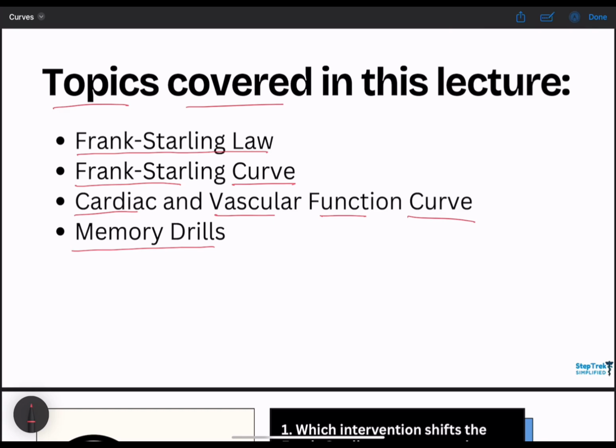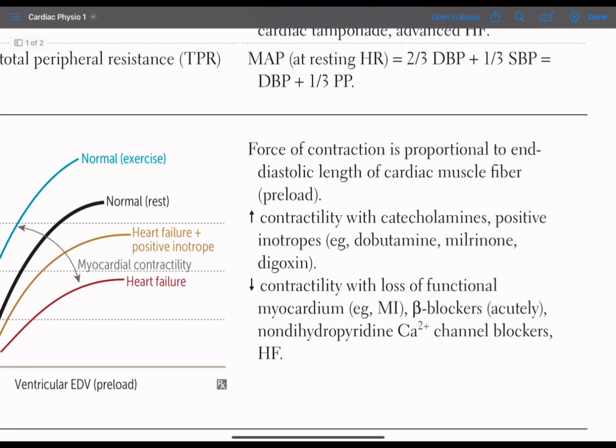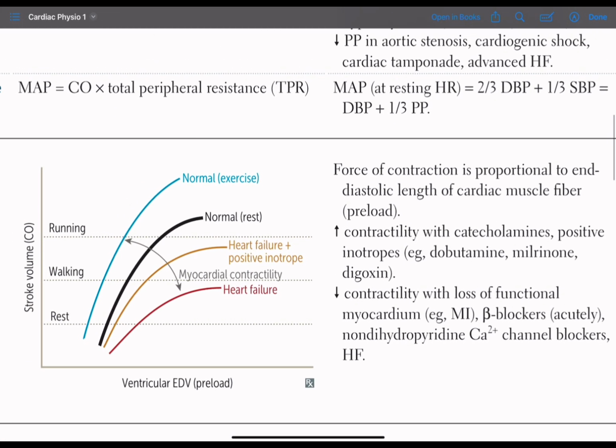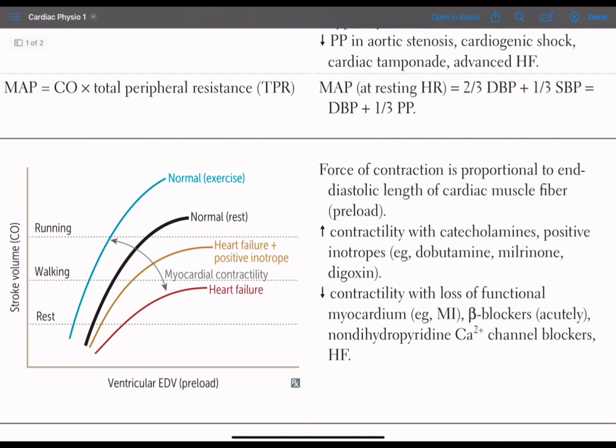Now first of all, Frank-Starling law. What is Frank-Starling law? Frank-Starling law states that at constant contractility, the force of contraction is proportional to end diastolic length of cardiac muscle fiber. This means that the force of contraction of the heart is directly proportional to preload. The heart behaves like an elastic fiber: the more you stretch it, the harder it will contract.